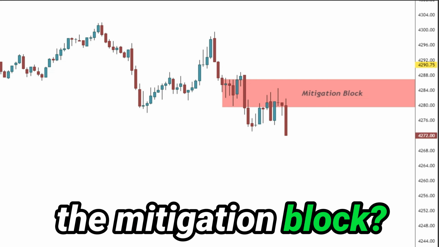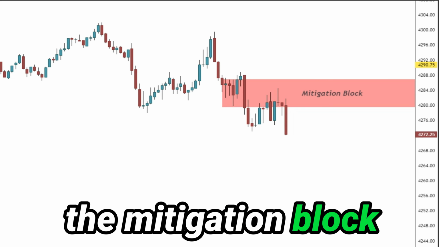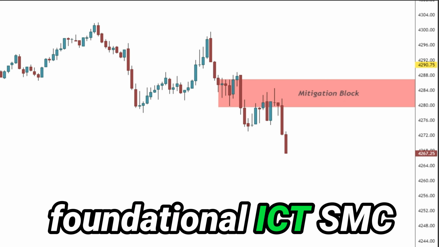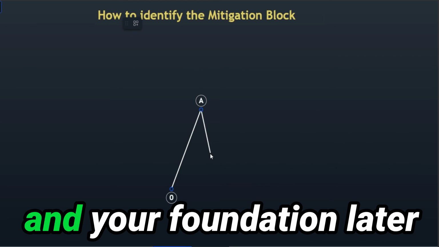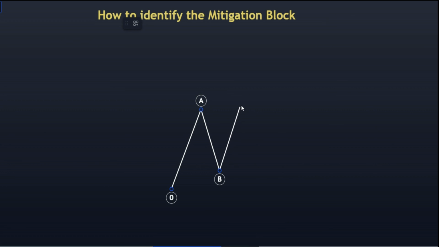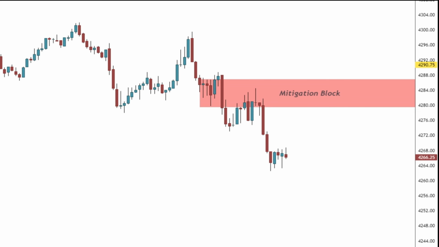You should care about the mitigation block because it is one of those foundational ICT SMC concepts that is going to act as a building block in your foundation later on. Without the mitigation block, you will have a straight up weak foundation. And I want you to have a foundation that you can build upon.